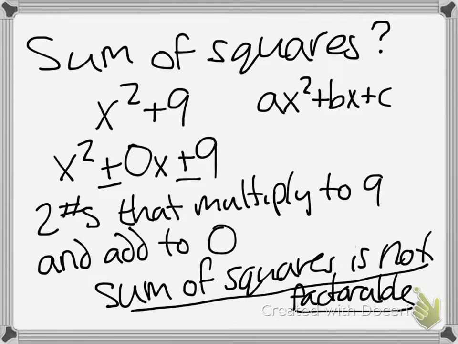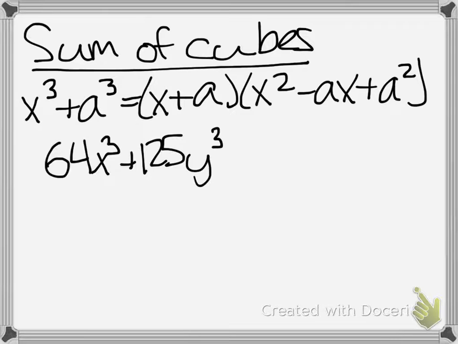So difference of squares is easy to factor. Sum of squares, as soon as you see it, you know you can't do anything with it. It's not factorable. Now those were all formulas that we've seen before, but we have two new ones.